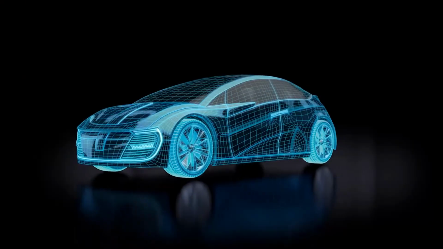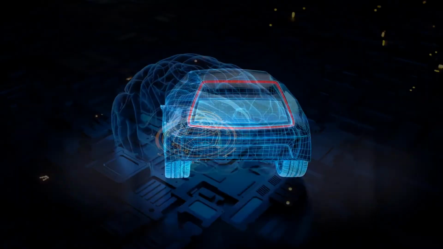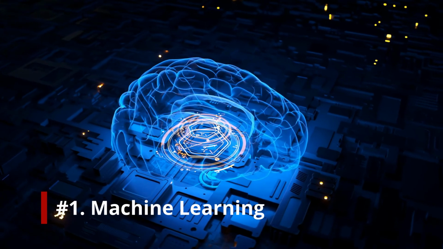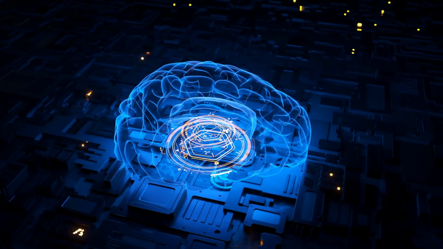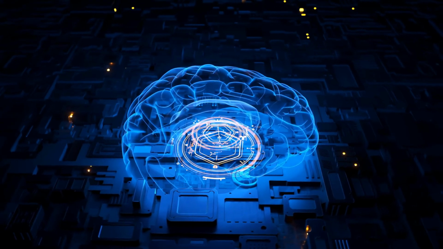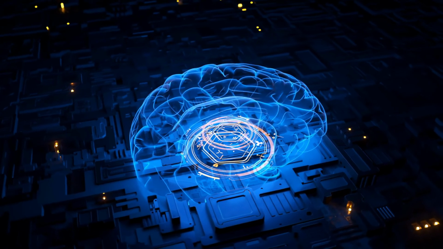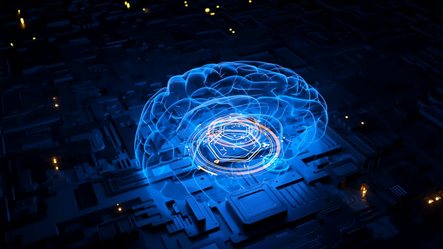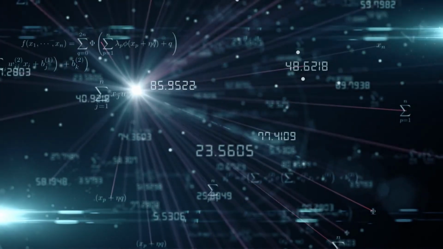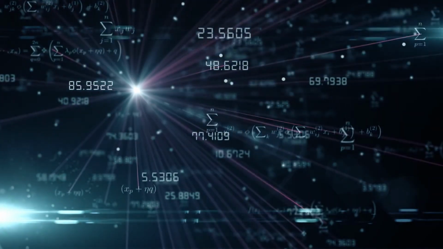In no particular order, here are our 5 emerging technologies in artificial intelligence. Number 1. Machine learning. Machine learning is the most recent form of artificial intelligence that provides systems with the ability to automatically learn and improve from experience without any sort of explicit programming. Machine learning focuses on developing computer programs that can access data and use it to learn for themselves, which has become a major part in today's society.